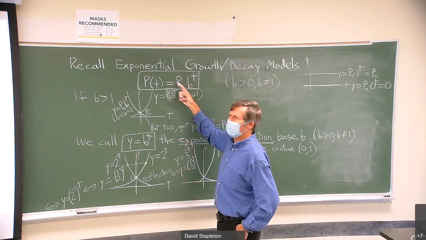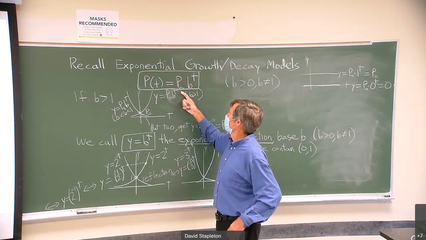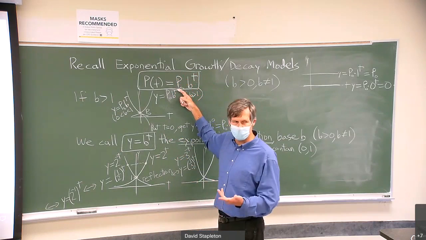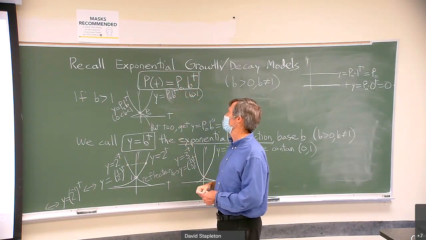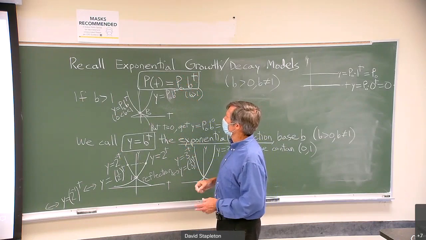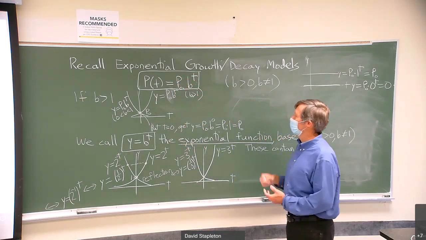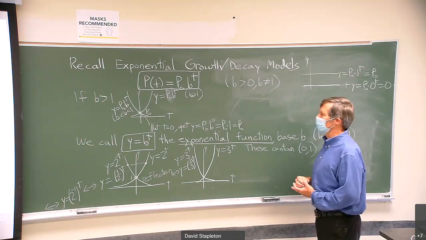Generally, for these models, we're thinking of population or something, or amount in your bank. And so we don't generally have p0 negative. You can put that in here. It's still an exponential function, but generally we sort of tacitly assume that p0 is positive because we're thinking of money in the bank or population or something like that.